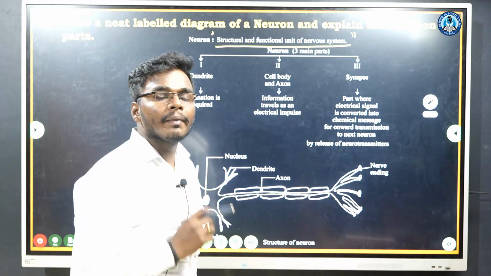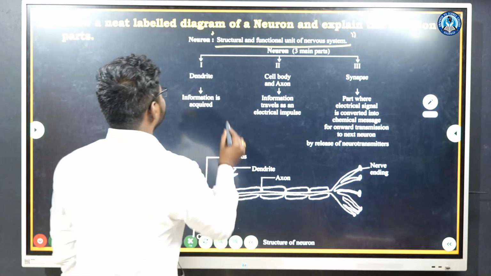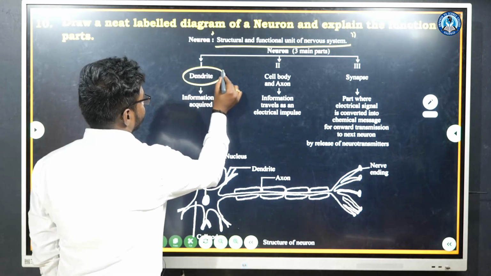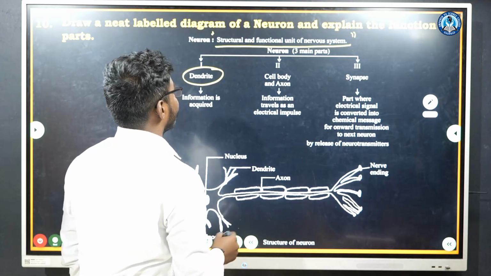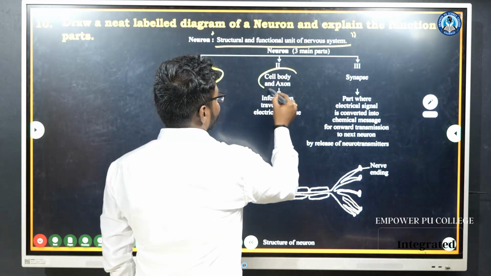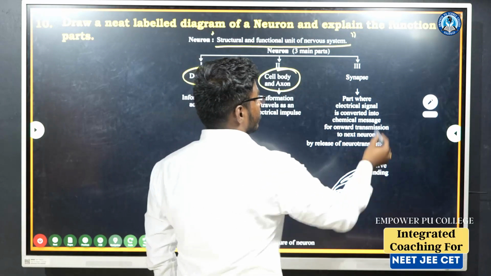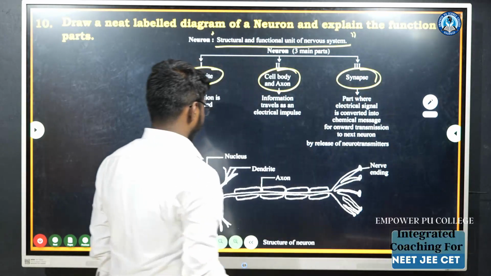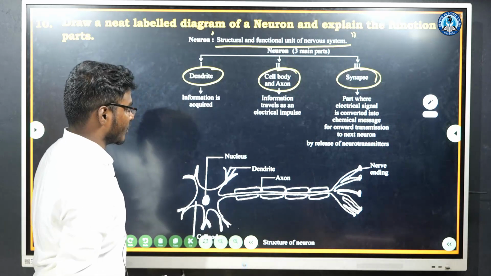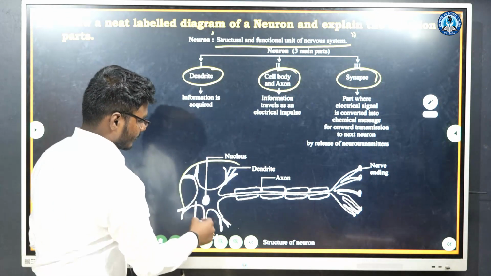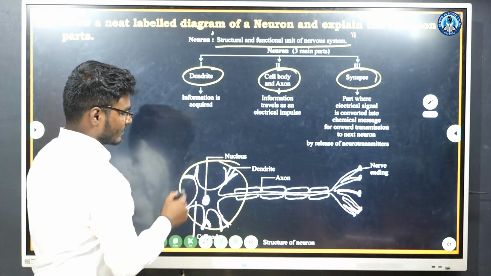So what are the main parts of a neuron? They are the dendrite, the cell body and axon, and the synapse. So here is the structure. This is the dendrite. It has the nucleus in the center.